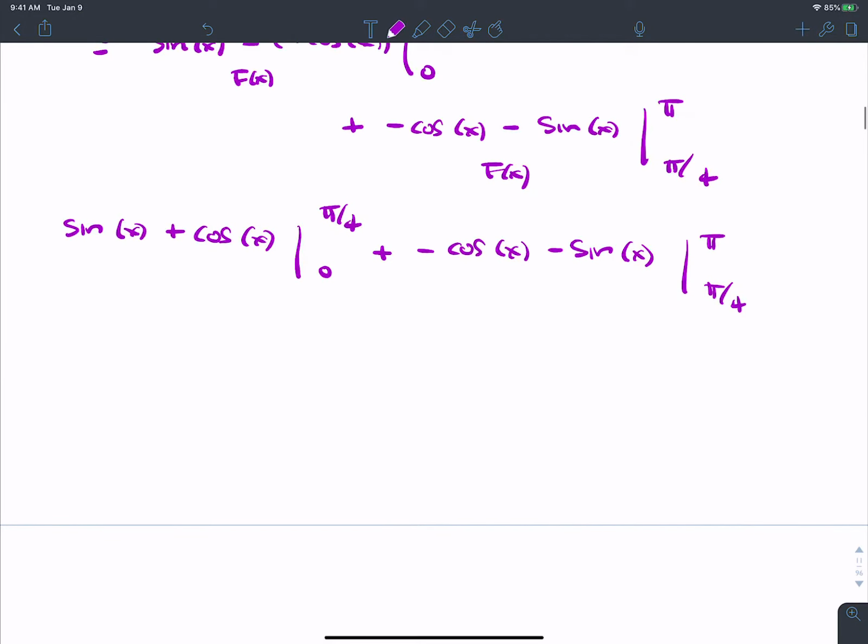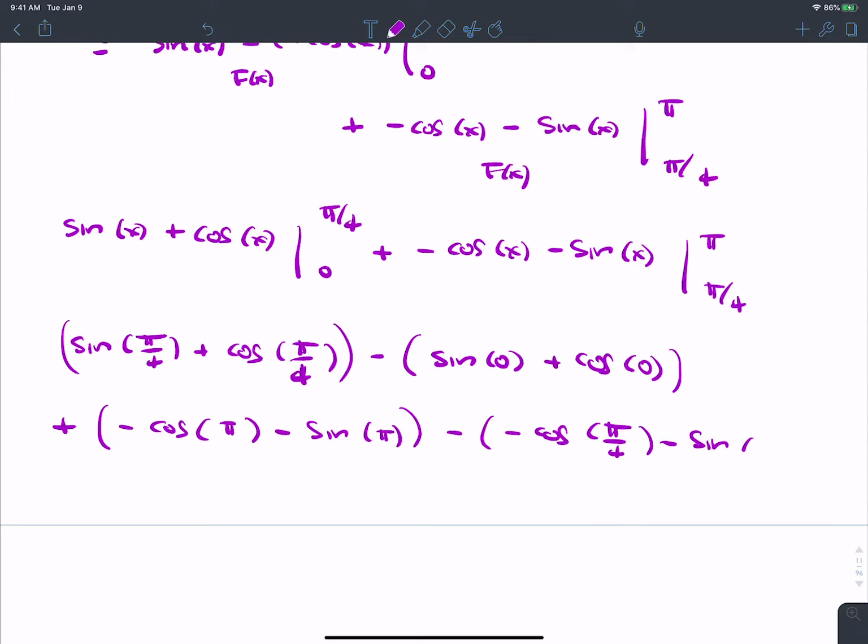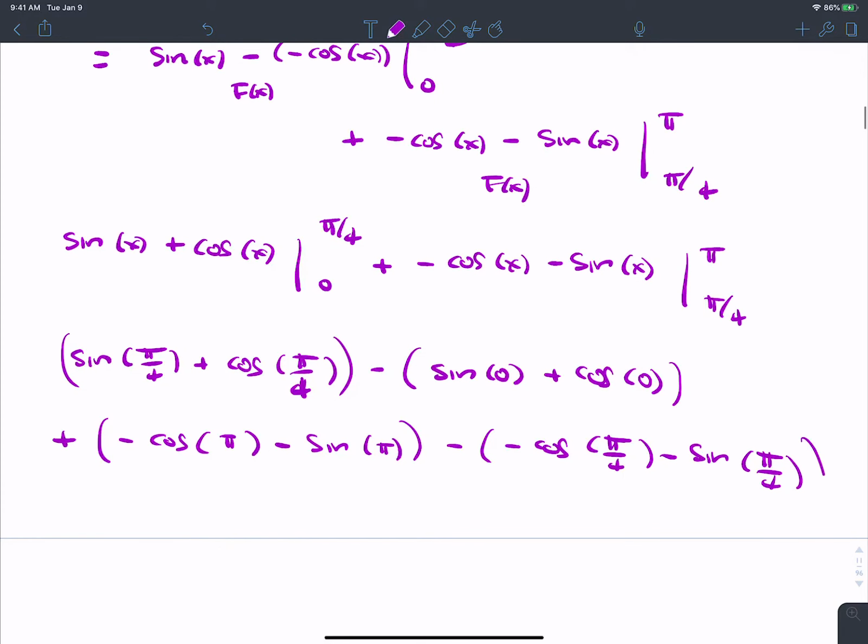So let's see what we get algebraically here. So I have sine pi over 4 plus cosine pi over 4. This is my first. Minus sine of 0 plus cosine of 0. Don't forget to add minus cosine of pi minus sine pi. Okay. Minus what? Negative cosine pi over 4 minus sine pi over 4. Close that.